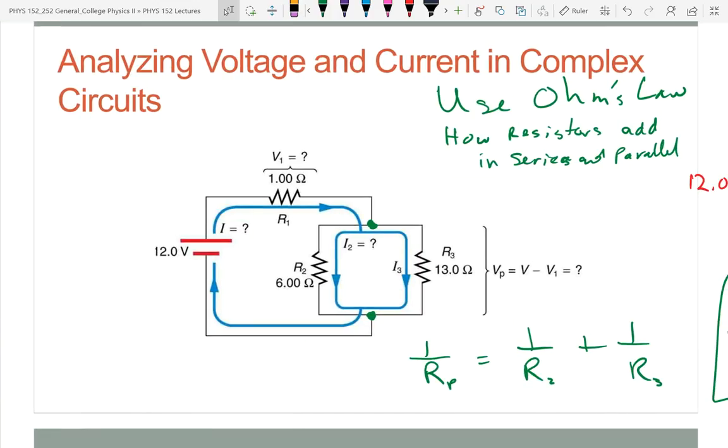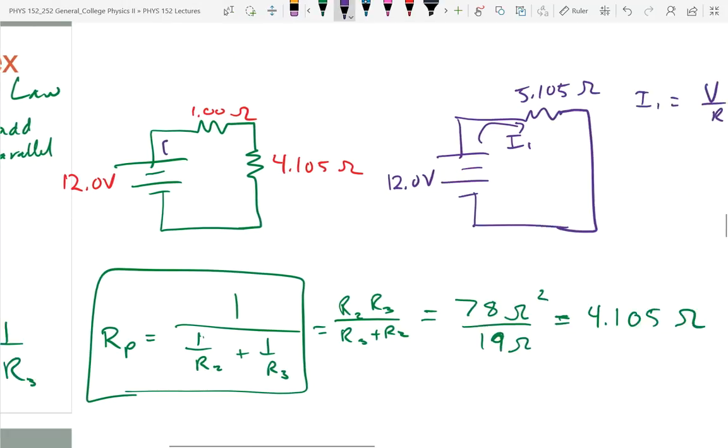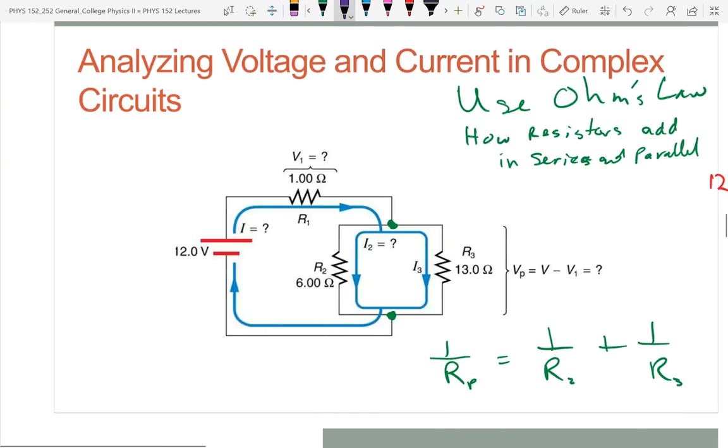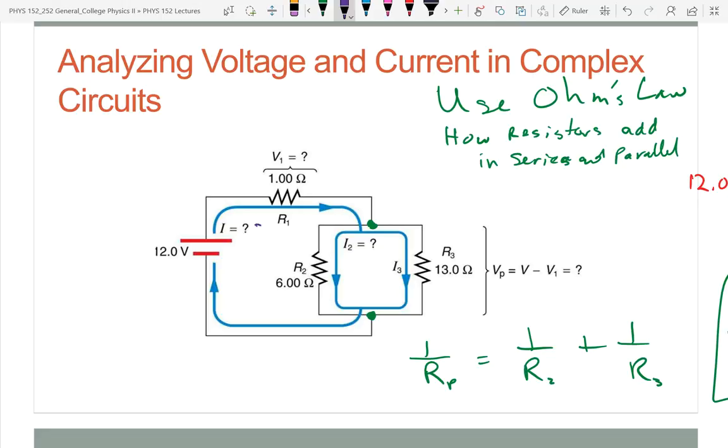Now coming back to what we want to know: what that current was. We just found it. We want to know this voltage. How do I find the voltage across the 1 ohm resistor? If I have 2.351 amps flowing out of the battery, come back to my original equation, I now have found that current. That's the current going through this resistor. So the voltage is going to be 1 ohm times 2.351 amps, which is 2.351 volts. Which side is positive for this resistor?